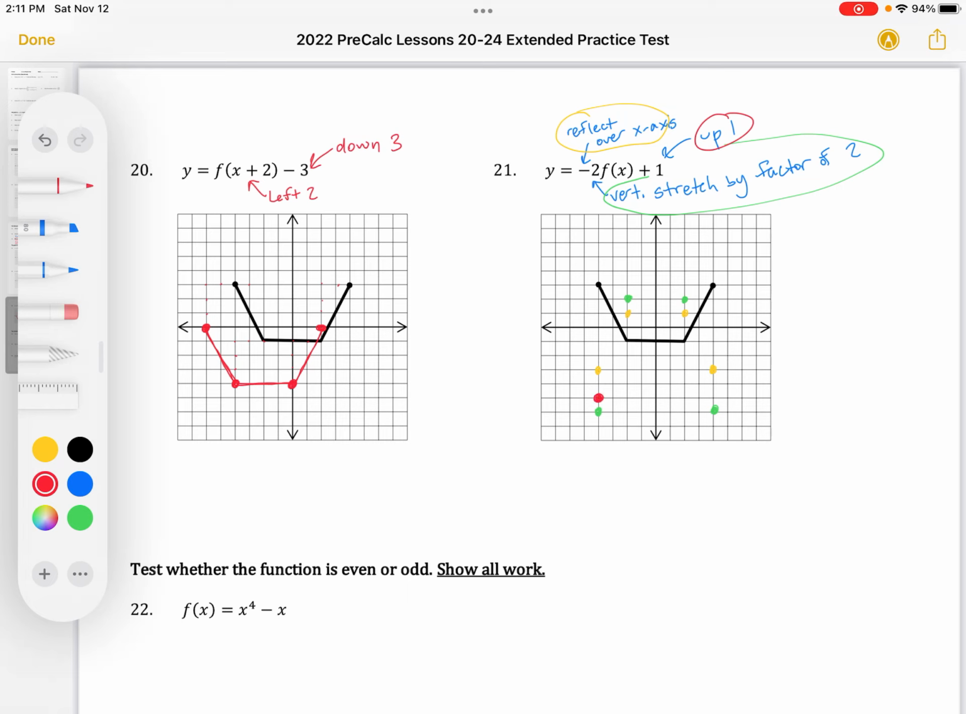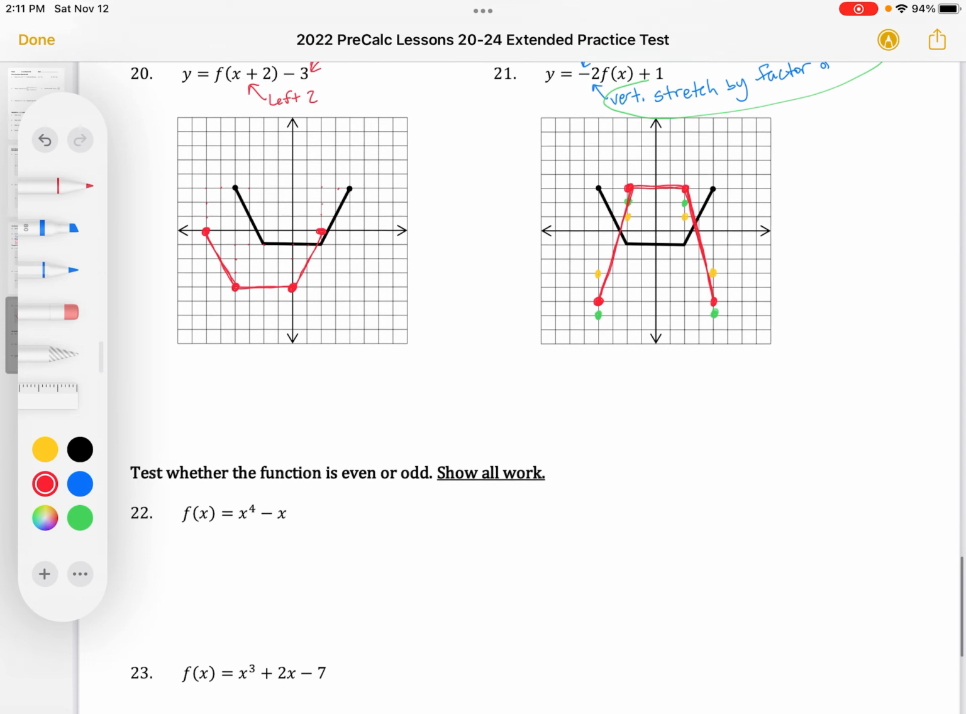So up 1 here would be my first point, my second point, my third point, and my fourth point. So notice that before, my shape had a height of 4. So you should be able to count this and see that it now has a height of 8. And hopefully you can see that it is moved up a little bit and reflected.